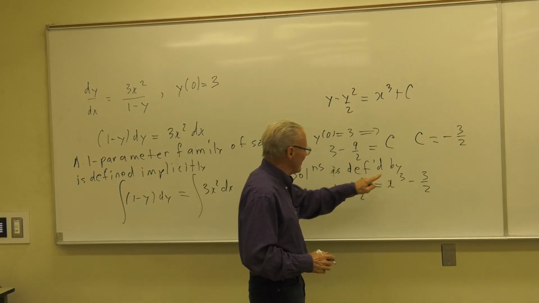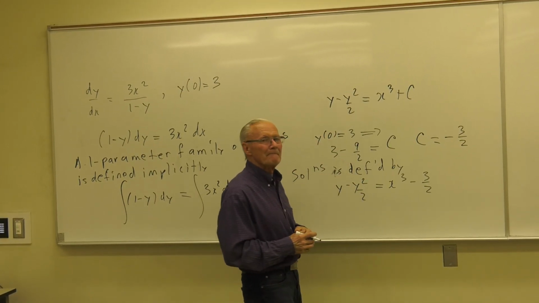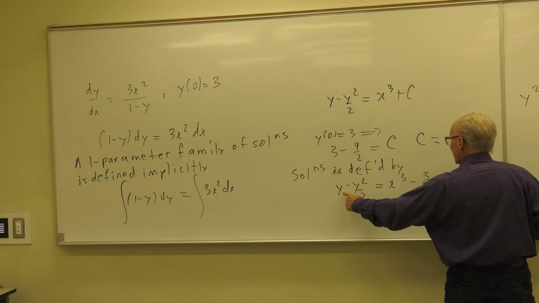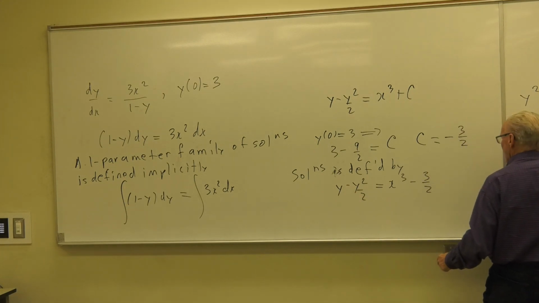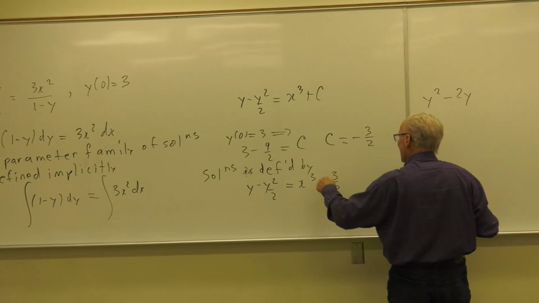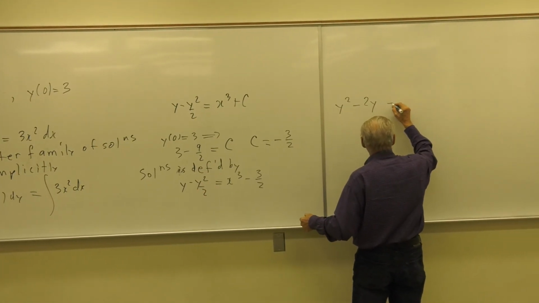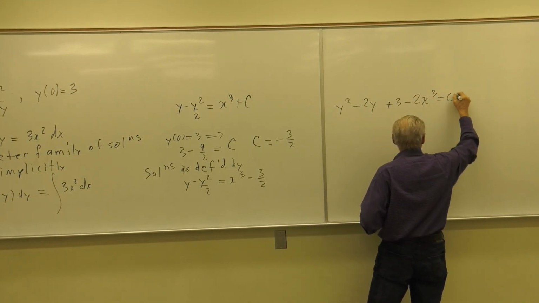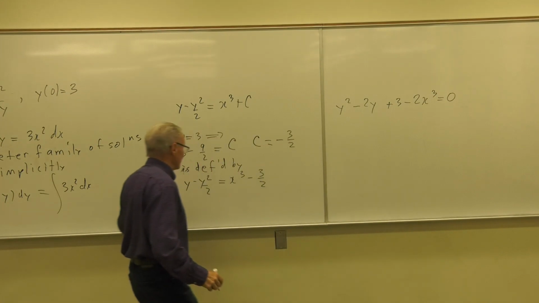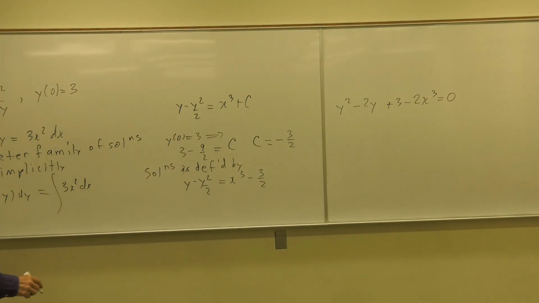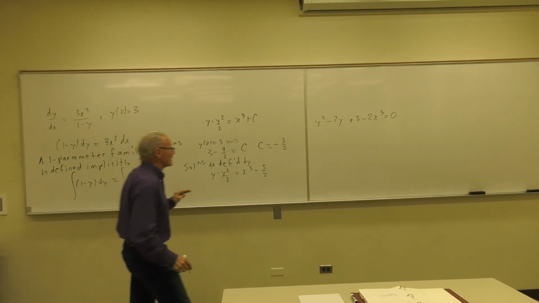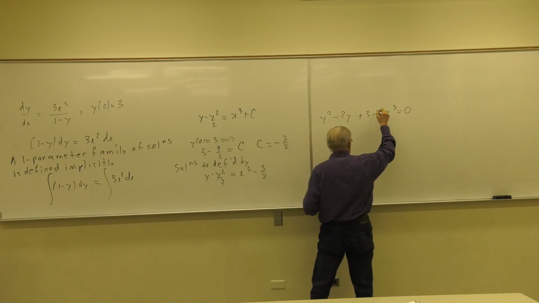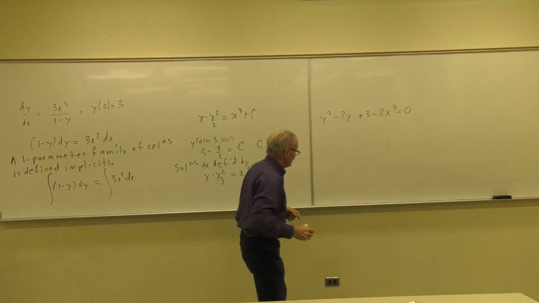Suppose I multiply by minus 2. If I multiply by minus 2, I get y squared. If I multiply by minus 2, I get minus 2y. If I multiply this by minus 2 and I take it over, I will get 3 minus 2x cubed is equal to 0. Agreed? So simply multiply by minus 2 and take everything over to the left-hand side. Now that's a quadratic. A is the 1, B is minus 2, and C is all of this stuff. So I want to solve it.